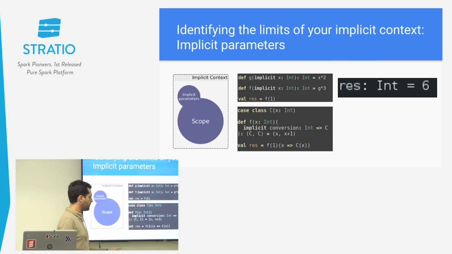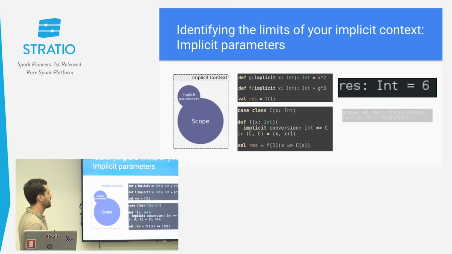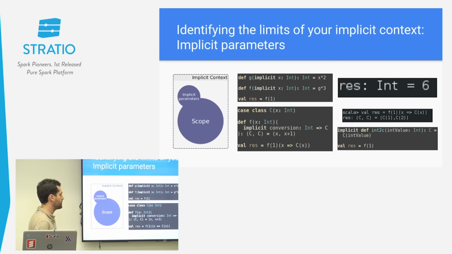So you can do the following. You can call f with 1 and a function. So what we are doing here is explicitly passing a function. It is not being resolved from the implicit context, but it is becoming implicit within the function body. And that's the main point behind this. So we'll be perfectly able to perform the transformation.